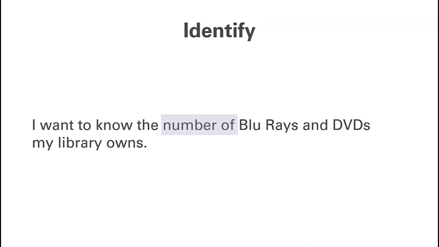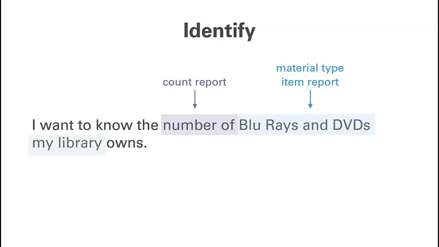You've got the number of, so that tells me it's a count report. We have Blu-rays and DVDs, so that indicates that you're going to be running an item report because that's the type of item you're looking for. But it's also going to mean you're going to need to select Blu-rays and DVDs as material type in your report outputs. Now, if your library is on top of things, you could alternatively select and limit by collection code if all your Blu-rays and DVDs have the same collection code, or even if they're the same shelf location. And lastly, my library, that means you're going to be limiting by item assigned branch.